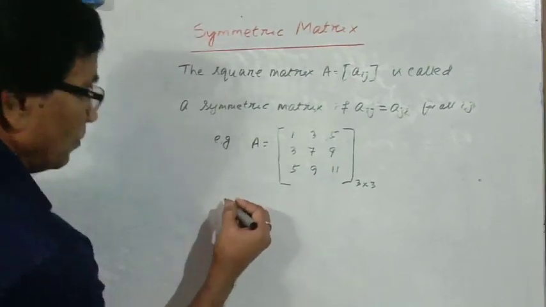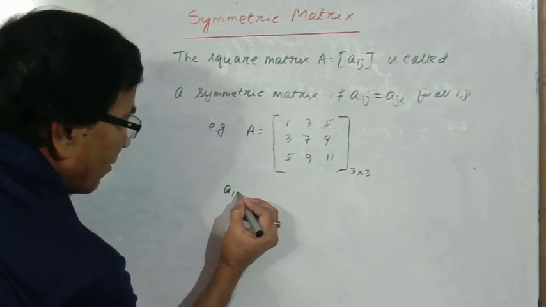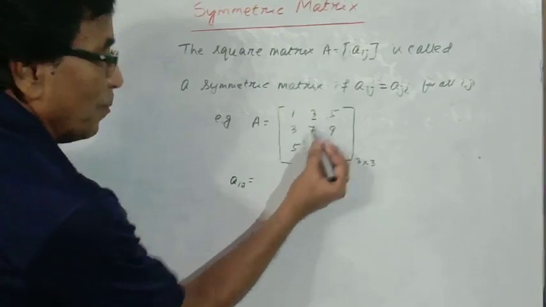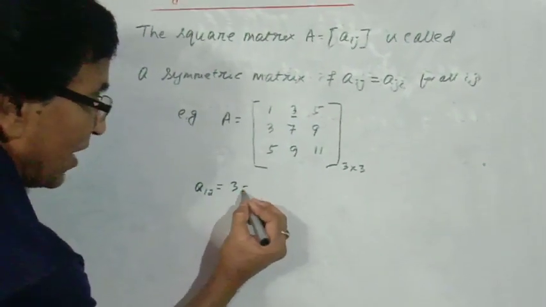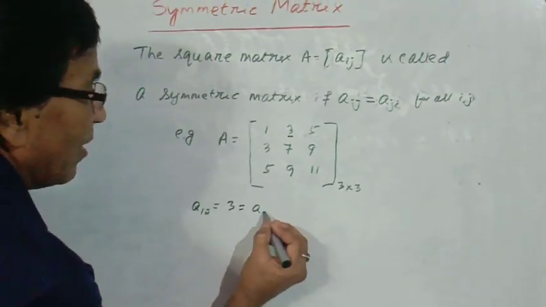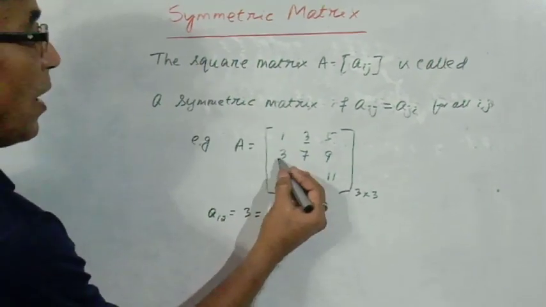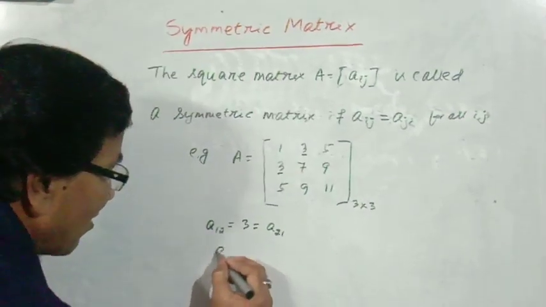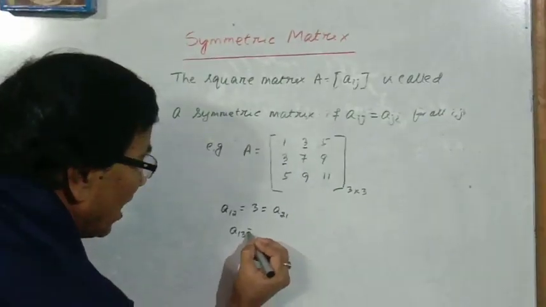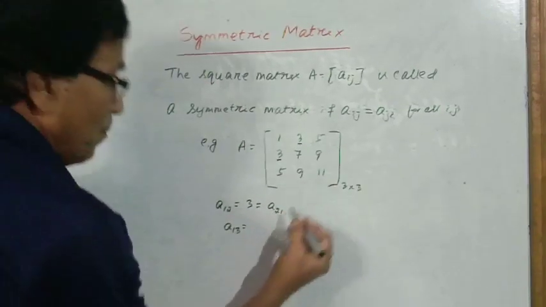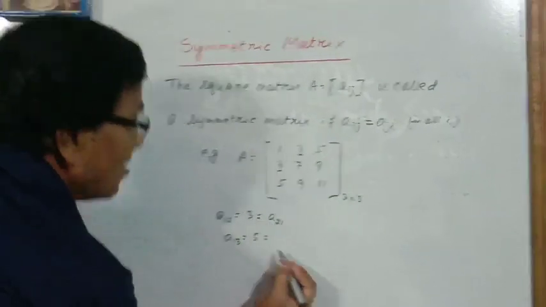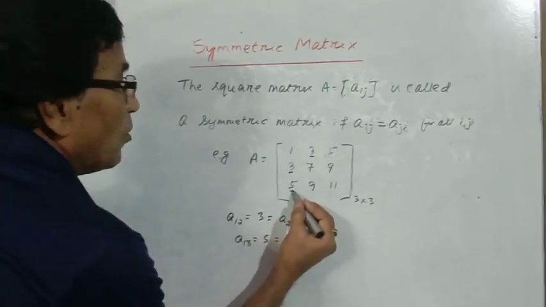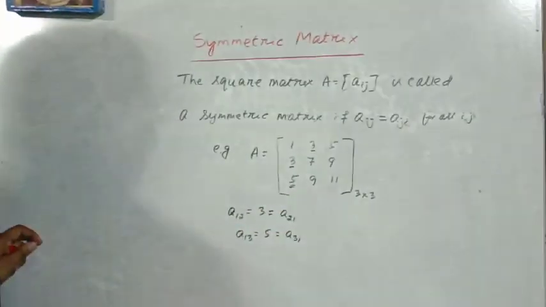So here you see that the A12 element is 3. That is equal to the A21 element, which is 3. Similarly, we can say the A13 element is 5. That is equal to the A31 element, which is also 5.